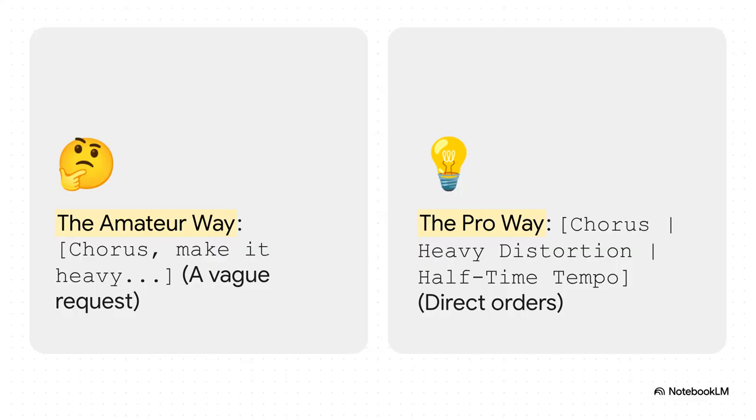And you can really see the difference right here. The amateur way is vague, it's like you're pleading with the AI. But the pro way, that's a set of direct orders. You aren't asking for it to be heavy, you're commanding heavy distortion and a halftime tempo simultaneously. It's the difference between a suggestion and a blueprint.